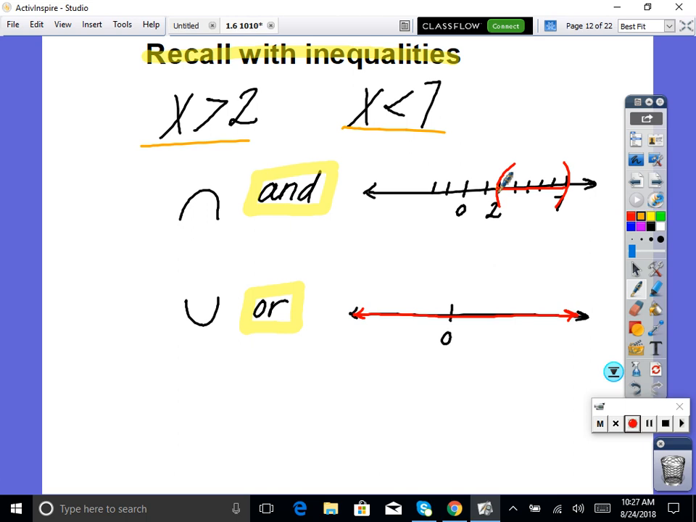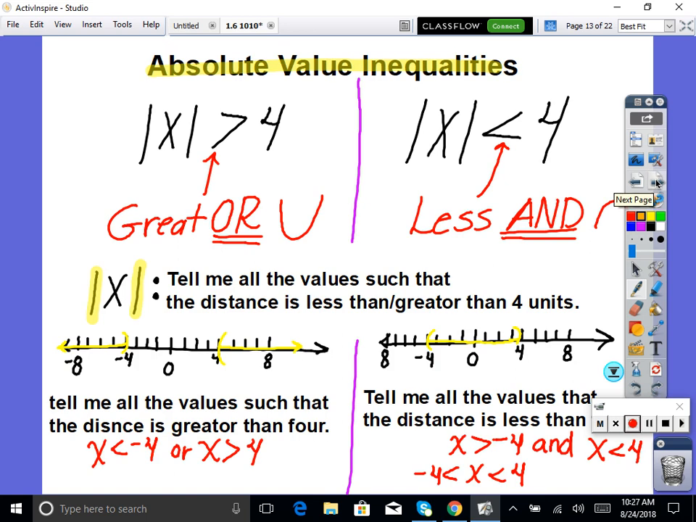But what if it was or? So if it was or, we'd be over here at 2 and going that way forever, true? And if it was or, we'd be over here at 7 and going that way forever. So wouldn't it be everything gets to come, so wouldn't it be negative infinity to infinity? And versus or.